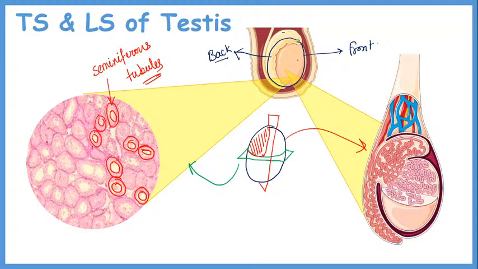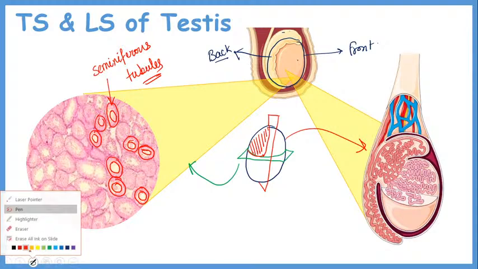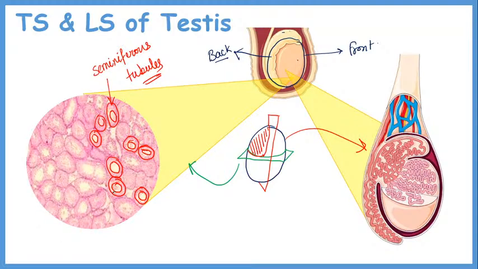So the seminiferous tubules. And can you see in between these tubules there are certain free spaces? See, this is a free space. There is some gap between the tubules. Here is some gap. Here is some gap. Here is some gap. Can you see the gaps? These gaps are known as interstitium.